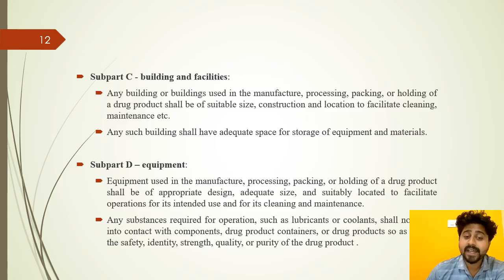D. Equipment. Here the equipment used in the manufacturing, processing, packaging, and holding of drug product will have the appropriate design, adequate size, and suitable location, and helps to do the proper operation, and at proper intervals it undergoes cleaning and maintenance. Any substance required for operation, such as lubricants and coolants, and some of the components of the containers and the drug product, so the safety, identity, strength, quality, or purity of the drug product should be achieved.